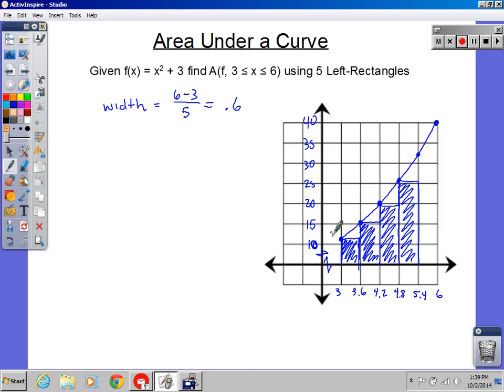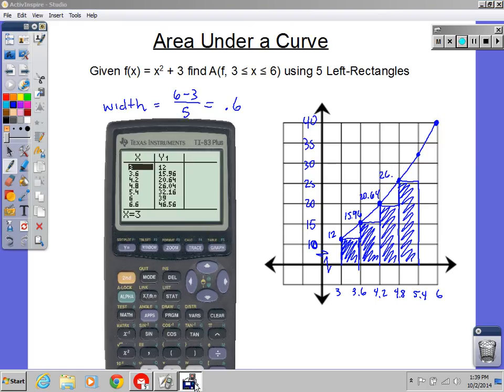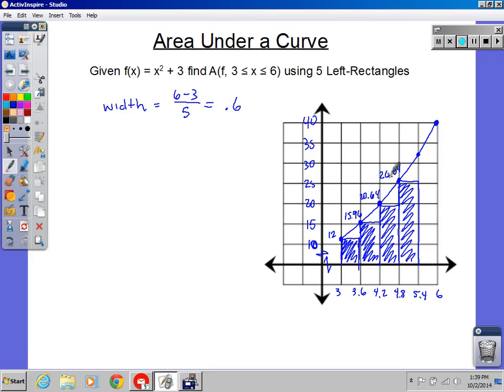These actual values are important. 12, 1596, 2064, 26 something, I forgot that one. 2604 and 3216. So 2604, 3216, and the 40 doesn't matter because we're using left rectangles. So the actual area itself would be found by summing the area of each of these rectangles.